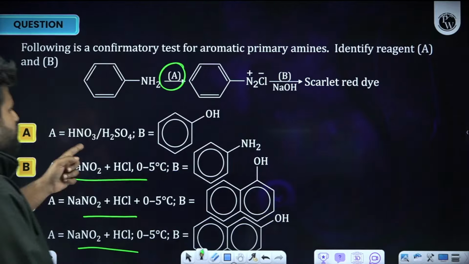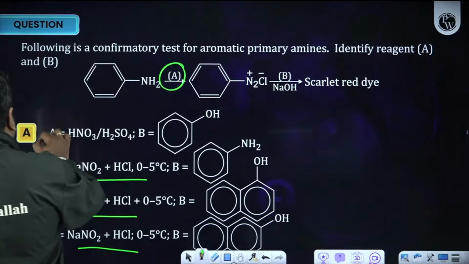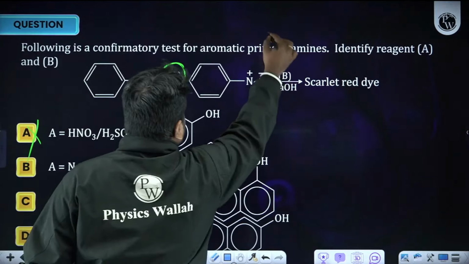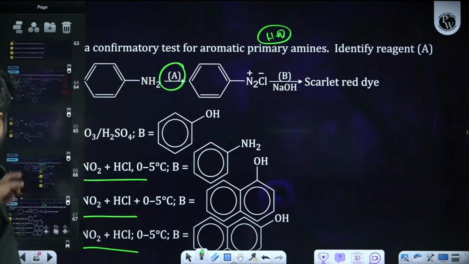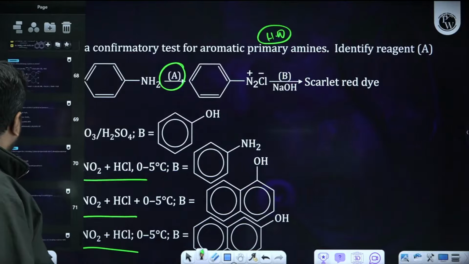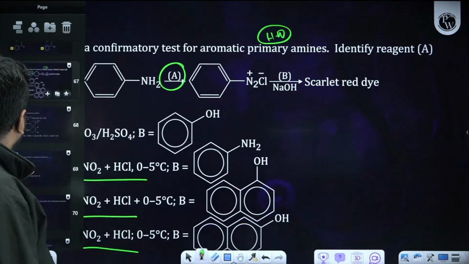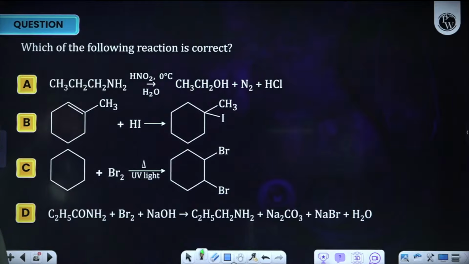Yes. So A, I told B, C, D. Find out this and let me know the answer. Very, very important. Take it as a homework question. Okay. So I am reaching the final stage. Only a few more questions are there.